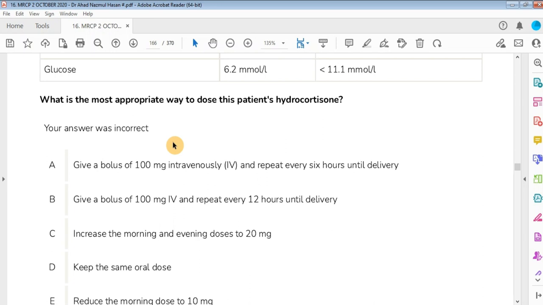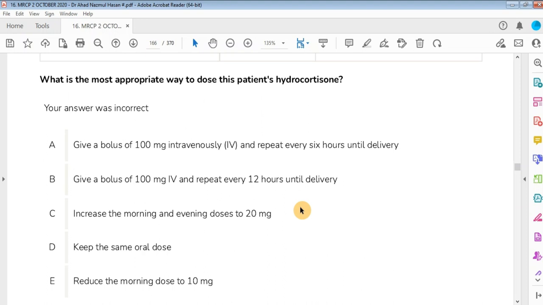What is the most appropriate way to dose this patient's hydrocortisone? Give a bolus of 100 milligram IV and repeat every 6 hours until delivery. Give a bolus of 100 milligram IV and repeat every 12 hours until delivery. Increase the morning and evening doses to 20 milligram. Keep the same oral dose. Reduce the morning dose to 10 milligram.